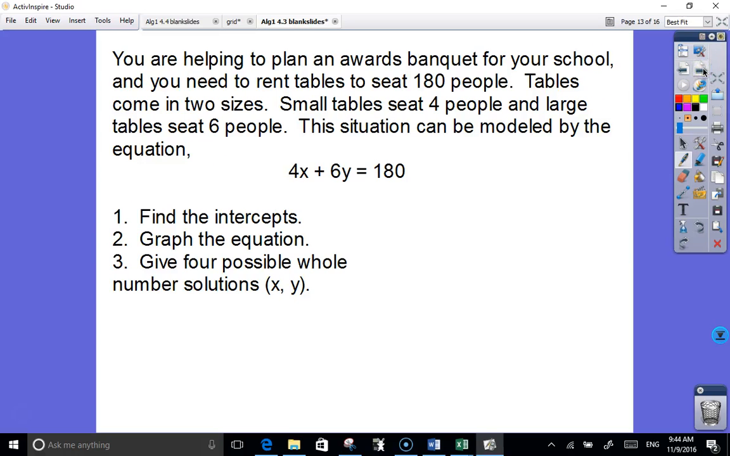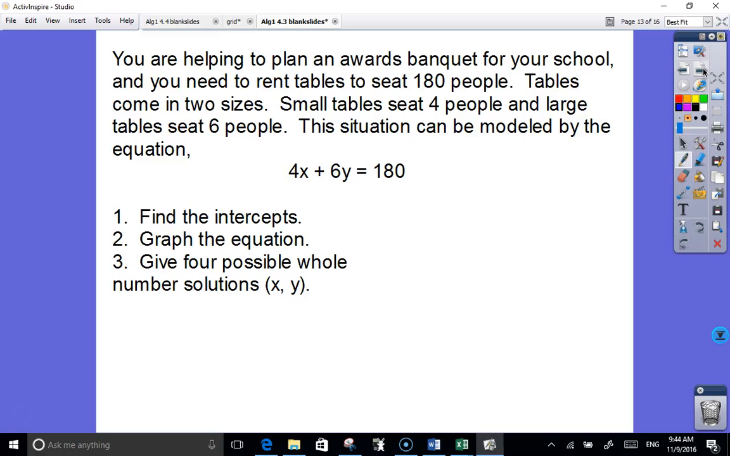So last question, last problem. You are helping to plan an awards banquet for your school, and you need to rent tables to seat 180 people. Tables come in 2 sizes. Small tables seat 4, and large tables seat 6. This situation can be modeled by the equation.